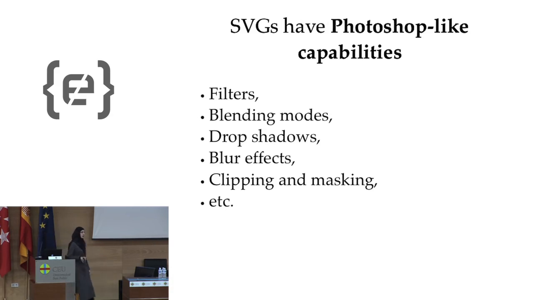If you have a JPEG or a PNG and you want to apply some kind of effect to it, you're going to have to do it in a graphics editor like Photoshop, for example. But SVG comes with a set of features, like linear gradients, blending modes, drop shadows, filters, blur effects, clipping and masking. We even have lighting effects in SVG. This comes built in. All you have to do is write some simple code, and you have these effects. Again, one advantage over JPEGs and PNGs.